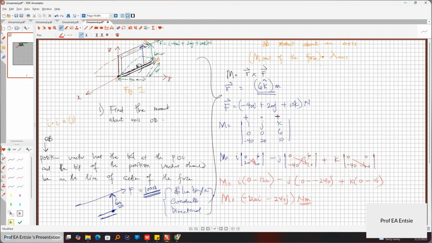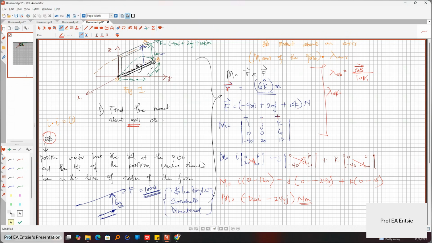Now I want the unit vector of the axis, because we are finding the moment about a certain axis, and the axis is OB. How do you find the position vector? Sorry, the unit vector, not position vector. Position vector is the R bar. So how do you find the unit vector? It's the vector over its magnitude.